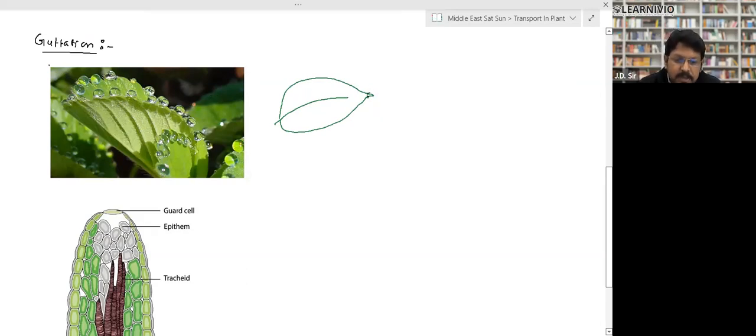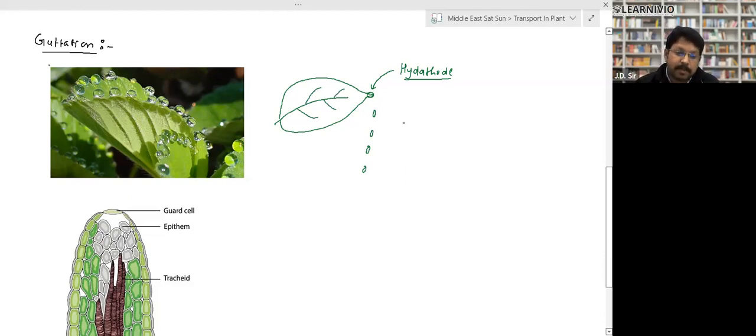Generally, at the tip of the leaf, these are the marginal tips, right? At the tip of the leaf, there is a special kind of pore, and this pore is called hydathode. From this hydathode pore, water starts coming out in the form of droplets, right? The oozing out of water in the form of droplets is called guttation.